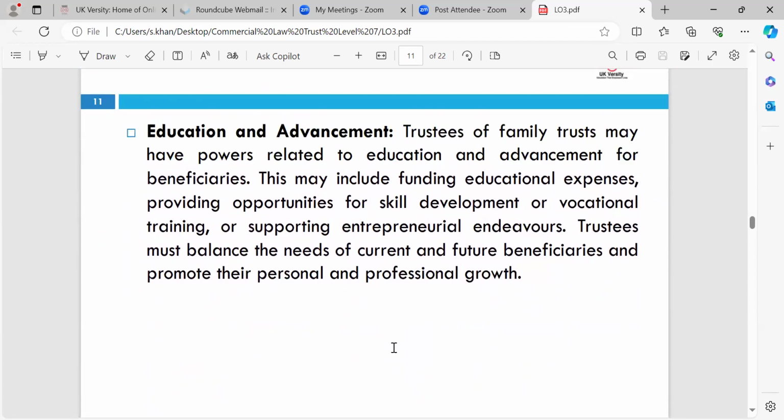Trustees of family trusts must have powers related to education and advancements for the beneficiaries. This may include funding educational expenses, providing opportunities for skill development or vocational training, or supporting entrepreneurial endeavours. Trustees must balance the needs of current and future beneficiaries and promote their personal and professional growth.